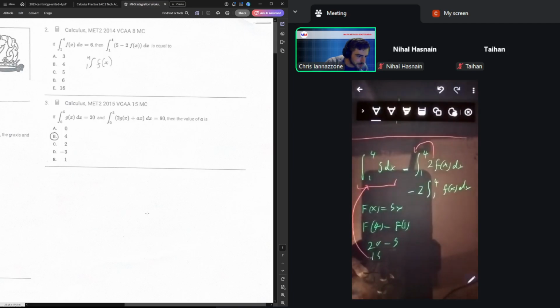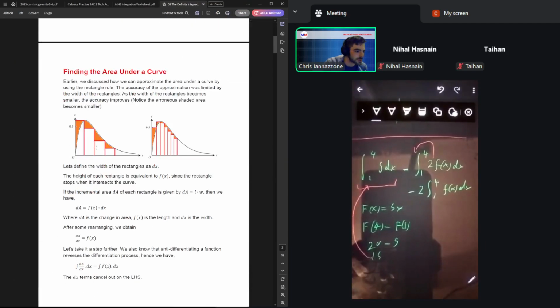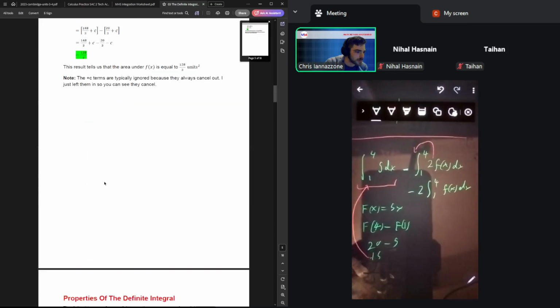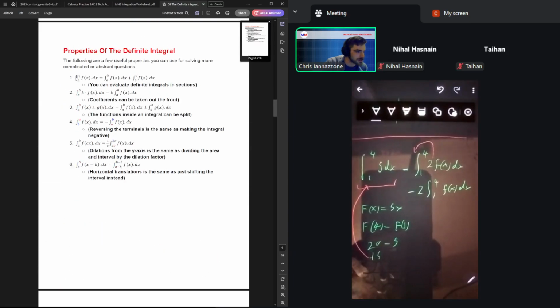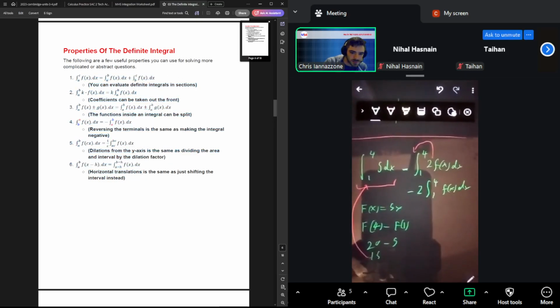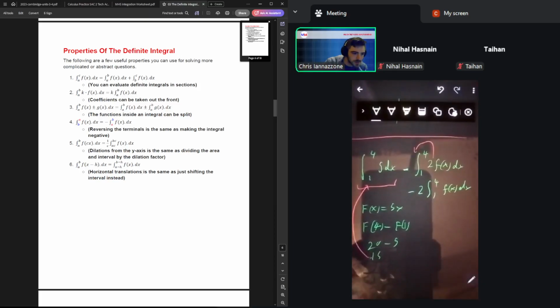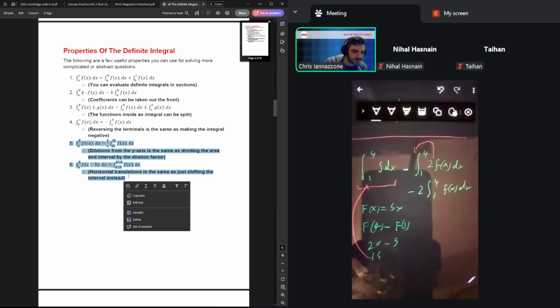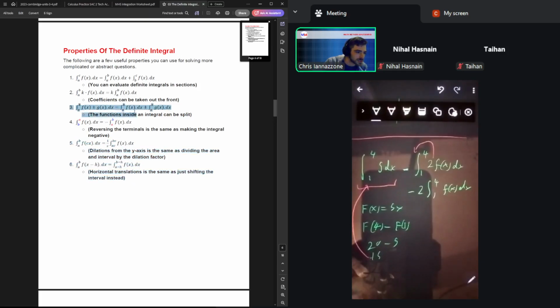Fundamentals and definite integral. Okay, so after looking at the actual definite integral side of things, if we have a look back at the screen share, you'll see that everything that I've just done is in one of these 6 properties here. The vast majority of you are only going to be focusing on 1 to 4. One really annoying question that I've ever seen uses a combination of 5 and 6. The ones that we just did are dot point 3, which is splitting the functions up into 2 separate integrals, and dot point 2, which is coefficients can be taken out the front.